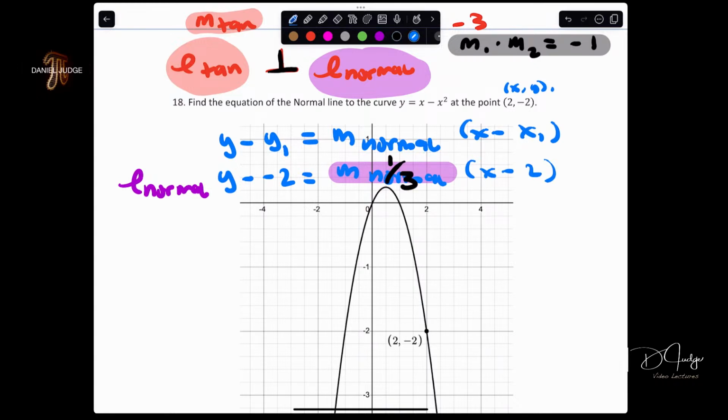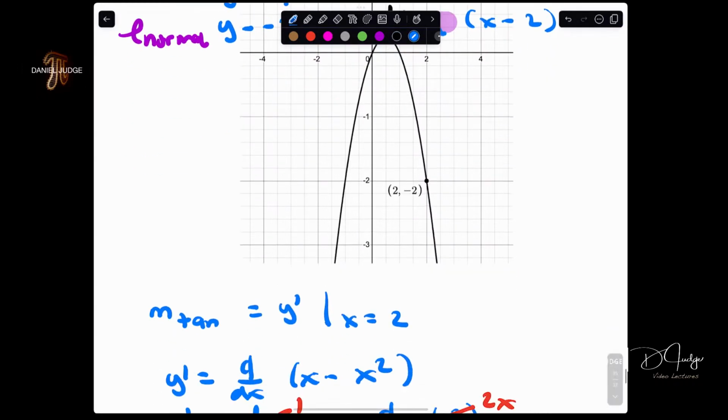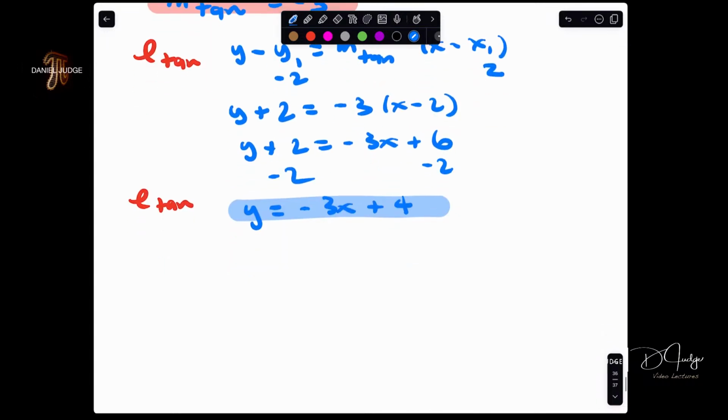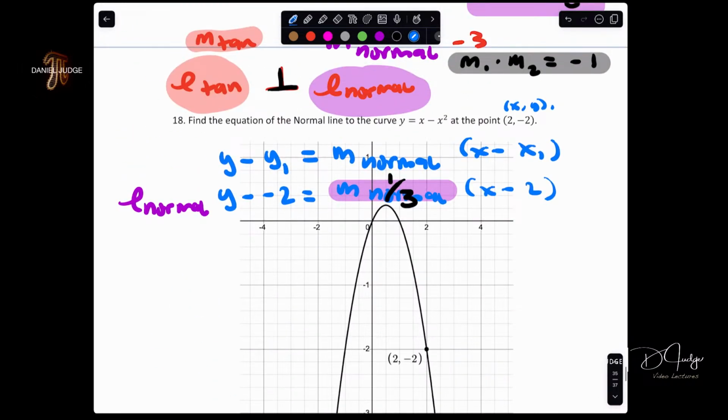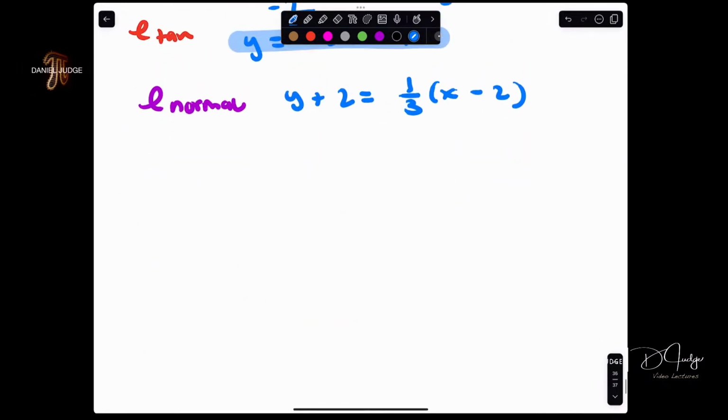And now you get y minus a negative 2. So for the normal line, y plus 2 is 1/3 times x minus 2. Let's go back and double check. Did we plug this in? Yes, we did. So let's just do some arithmetic now.